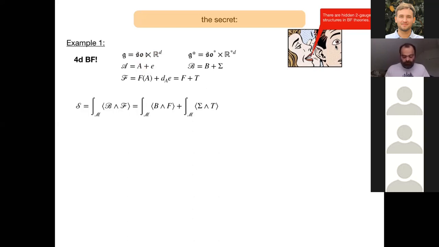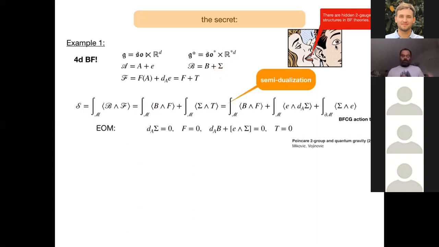And so I'm going to have, I put an E here. Because if you're dealing with 4D, E is typically the frame field, but obviously it doesn't have to be the frame field. It can be just a one form, but it's just an abuse of notation. So then the curvature is going to be F, the curvature of A, plus this piece, plus a torsion-like guy. And the B field is in the dual. And so I can also decompose it like that. And so that's how I can decompose my action over there.